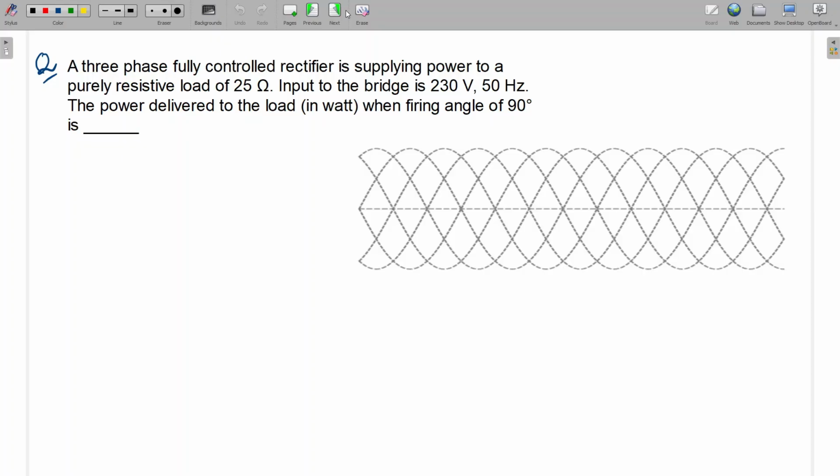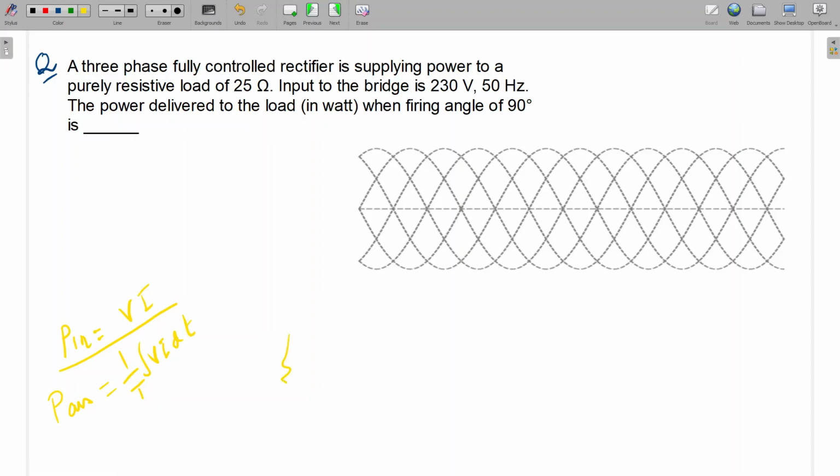So see, if a purely resistive load is given, which value should we consider, RMS or average? I already told this concept in the previous class. RMS, because both the voltage and current will be variable. If two functions are there, how can we calculate the instantaneous power? P instantaneous is equal to V into I. And what is P average? P average is equal to 1 by T integral of VI dt.